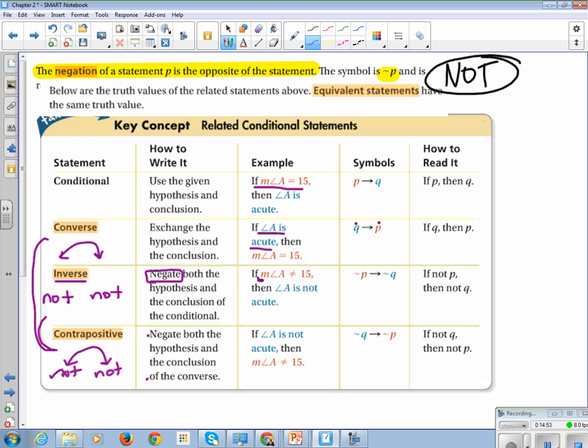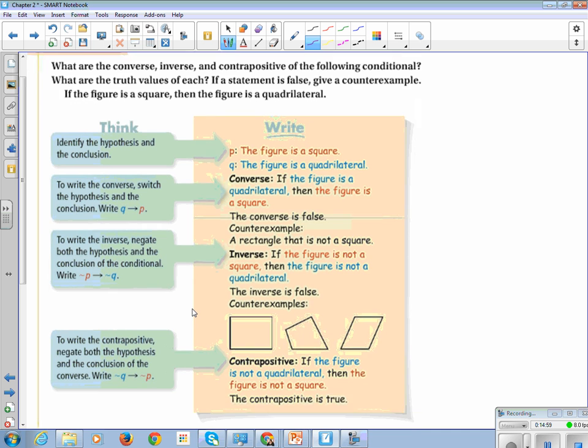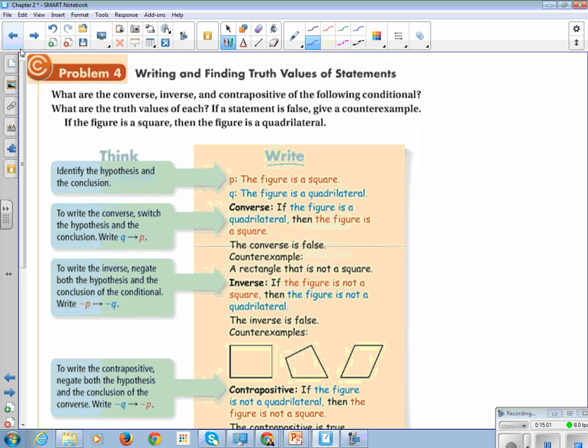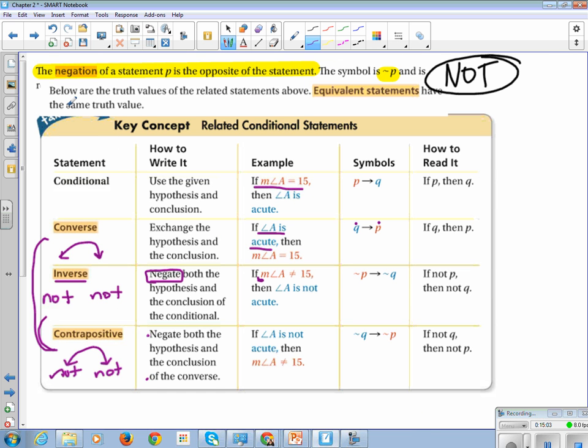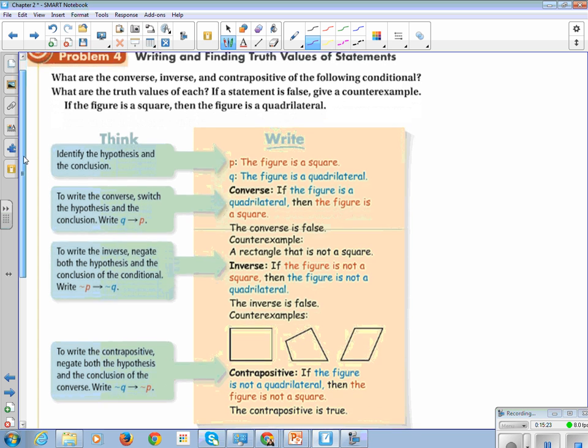All right, so let's take a look at some real examples. Below are the truth values of the related statements above. Equivalent statements have the same truth values. So we're going to take a look at a statement, and we're going to figure out the converse, inverse, and contrapositive, and then find the truth values. If it's a false statement, we have to give a counterexample.